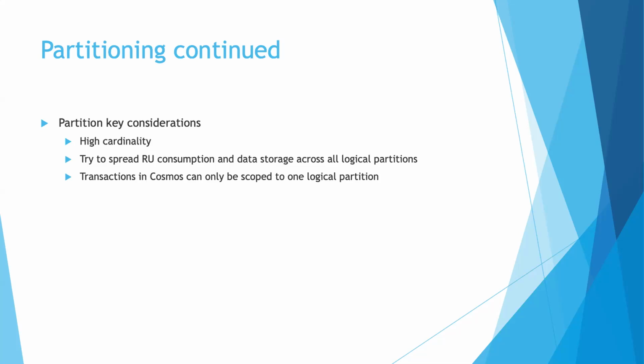An extremely important consideration when picking a partition key is that transactions in Cosmos can only be scoped to one logical partition. You cannot begin a transaction, write to one logical partition, then write to a second logical partition and then commit that transaction. That doesn't exist. So they have to be scoped. The boundary of a transaction is a logical partition, which we'll see later on is a very important choice. If we pick the right partition key, we'll open up some doors for ourselves. If we pick the wrong one, then we can close some doors.